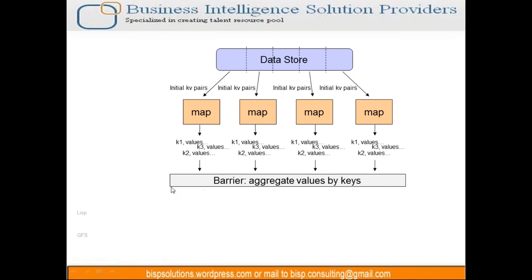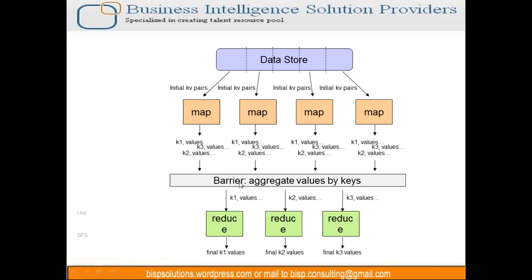There is a barrier, which is an aggregation layer, which performs the grouping and partitioning of the data based upon the key. This barrier is going to perform the group by function, or the partitioning function, and it's going to decide which key will go to which reducer. If I have three reduce processes running, each key will go to one reducer. K1 will go over here, K2 will go over here, and K3 over here.